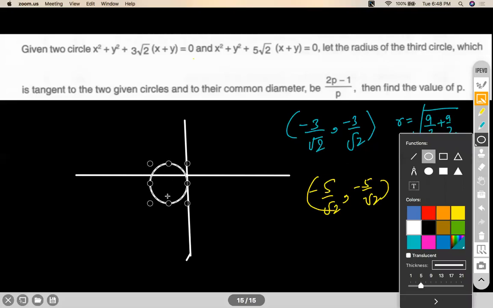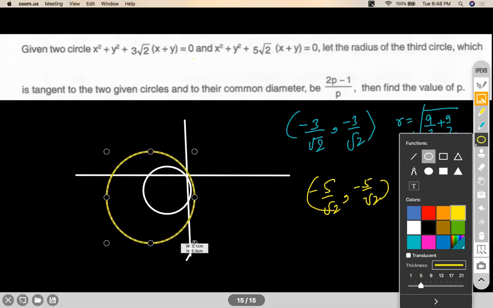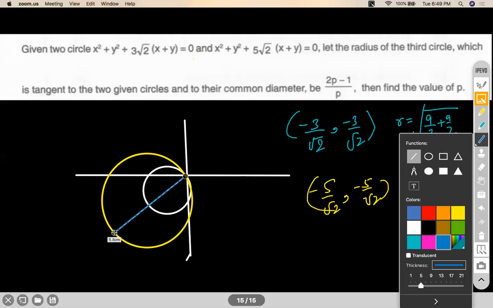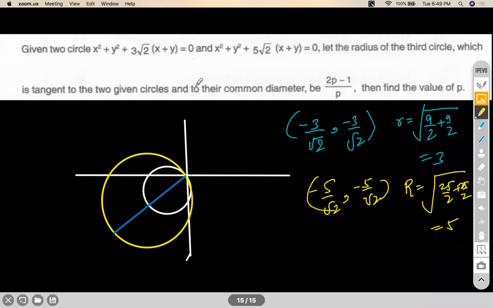So one circle is probably like this, and the other one is probably like this, both of them passing through the origin. And let's say this is their common diameter. They talk about the common diameter in the question. They also talk about a third circle, which is tangent to the two given circles as well as their common diameter. So let's say I assume that circle to be something of this nature, touching the yellow circle, touching the white circle, and touching the common diameter. Fine, so far so good.